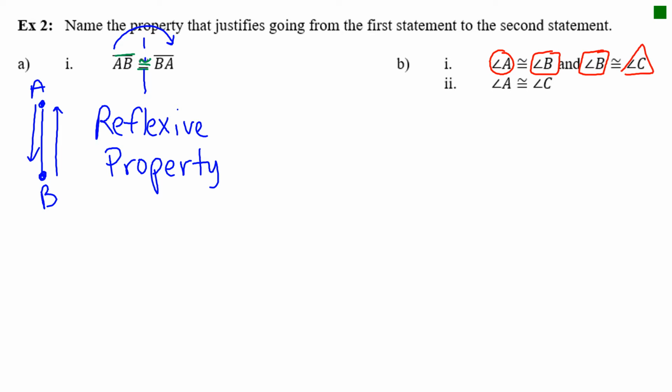The last statement they say is that angle A is congruent to angle C. Now, you'll notice that we said A was congruent to B, and that B is congruent to C. Notice that both of them are congruent to B. So if they're both congruent to B, they must be congruent to each other, which is exactly what we say here. Angle A is congruent to angle C, and that's what we call the transitive property.